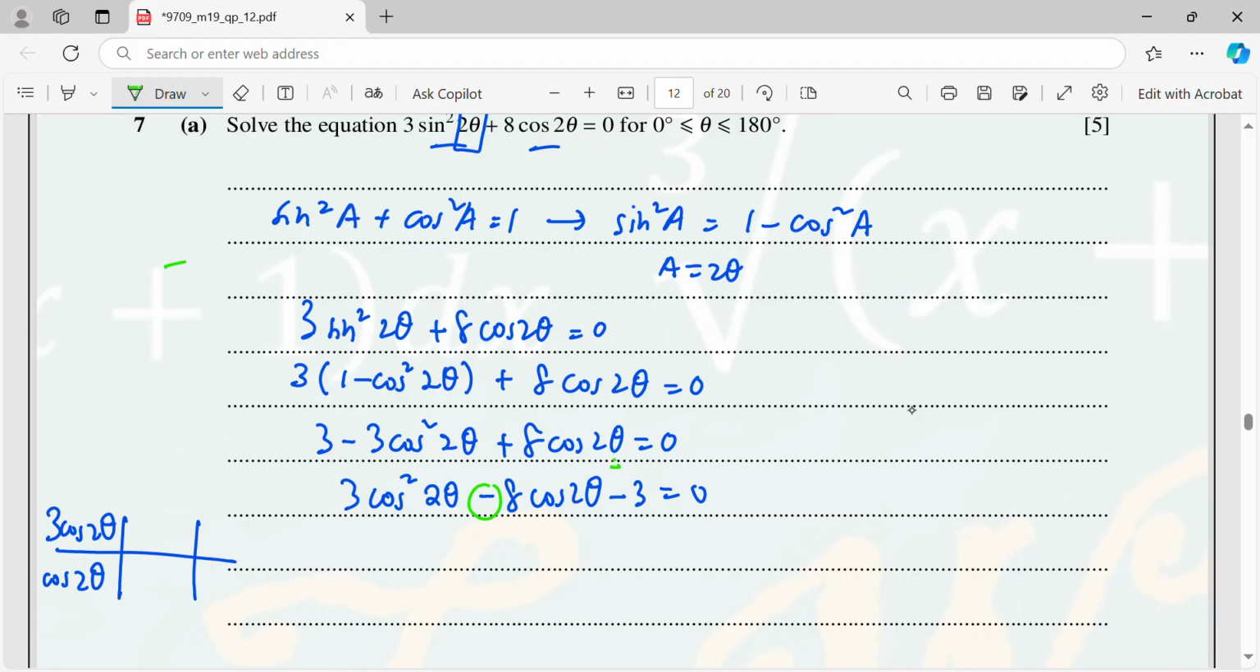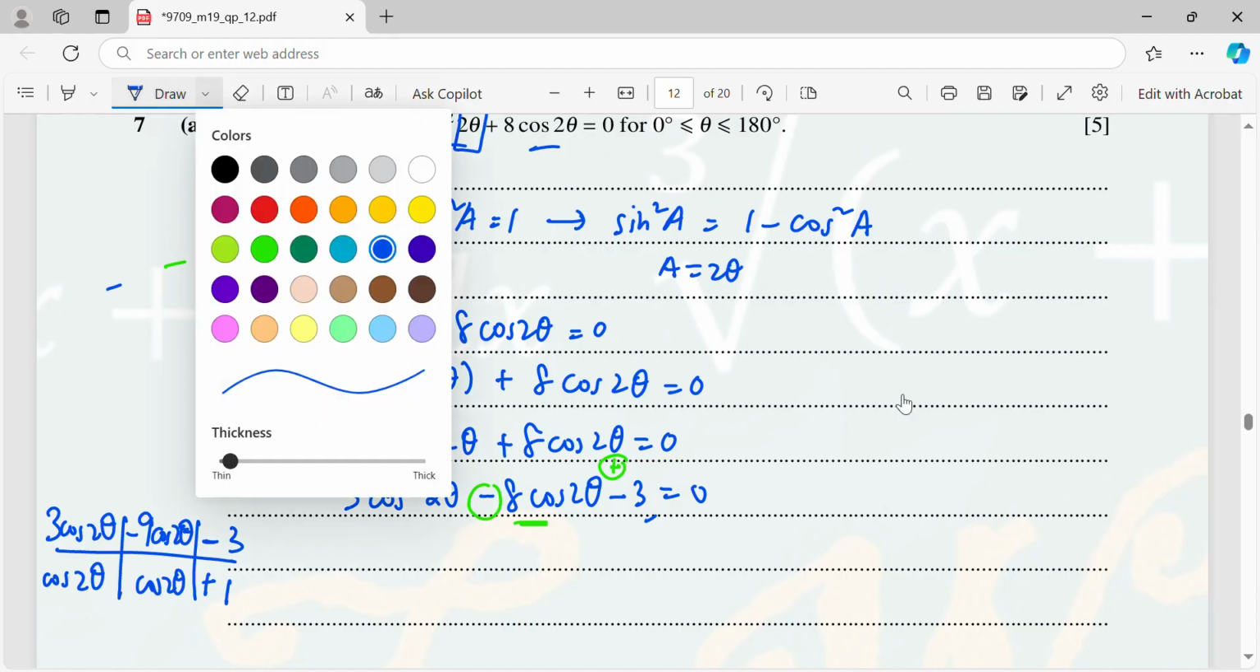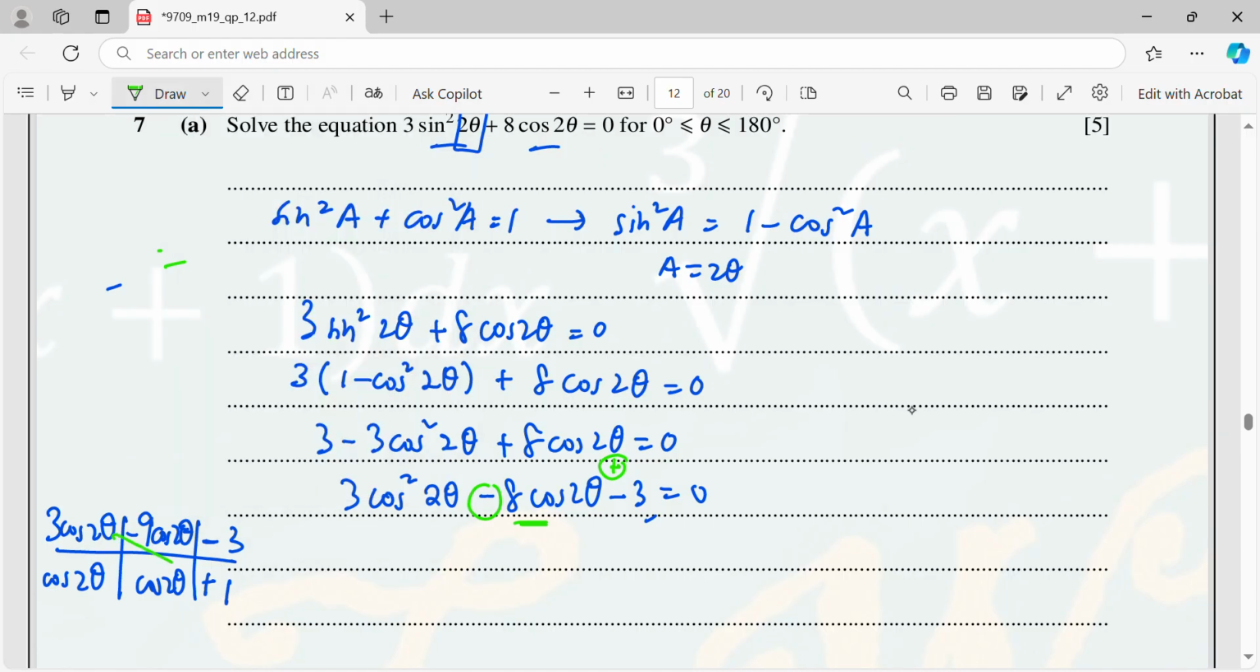Minus times plus will be a minus. And I need to get minus 8 cos 2 theta in the middle term. That means I should get minus and plus here. And then to get the 3, it will be 3 times 1. So I will get the higher value negative. So this is going to be minus 9 cos 2 theta. And the next term is going to be plus cos 2 theta. So the middle value is basically minus 8 cos 2 theta when you add together. Therefore, my factors, just cross multiply.